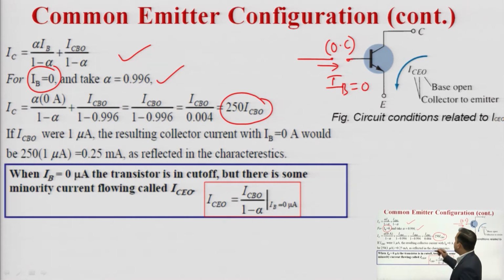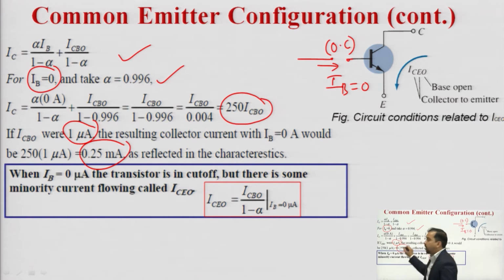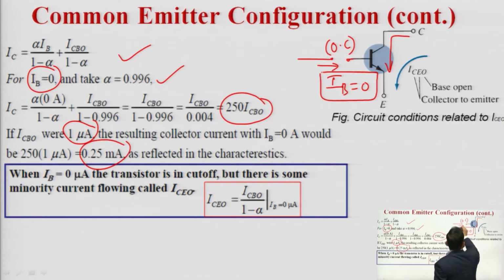We can see here that if we assume ICBO is 1 microampere, the collector current is not 0 here, it is now something like 0.25 milliampere, which is not 0. So, this particular current will be reflected in the output characteristics of the common emitter configuration. We give it the name ICEO: the current flowing from collector to emitter when the base is open circuited. So, IC equals ICEO.